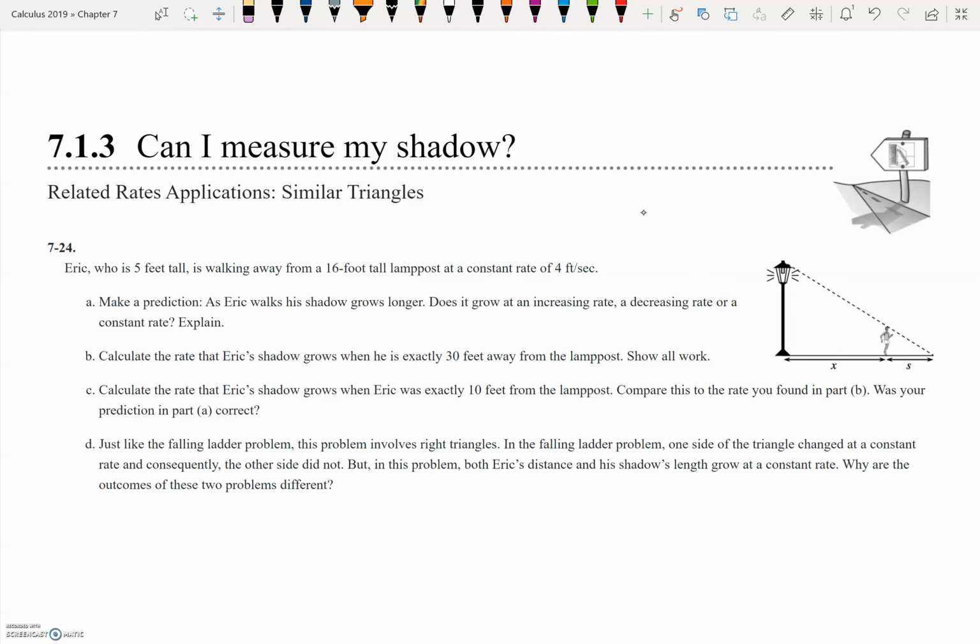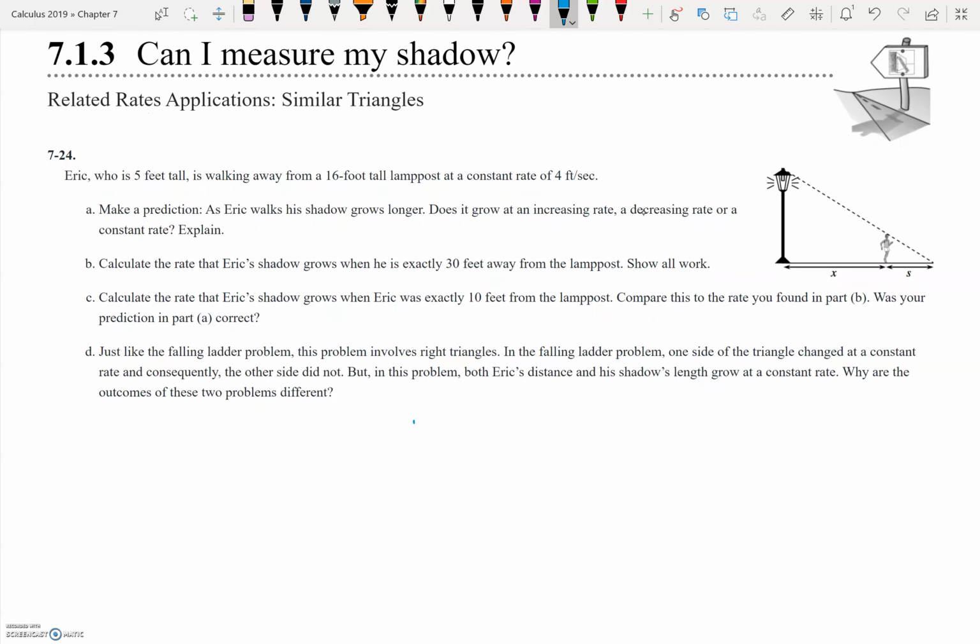I'm going to go ahead and pause the video to let you think about your answer. Well, it turns out they're going to be growing at a constant rate because of similar triangles. You end up having a similar triangle problem here, where I'll just draw it below.